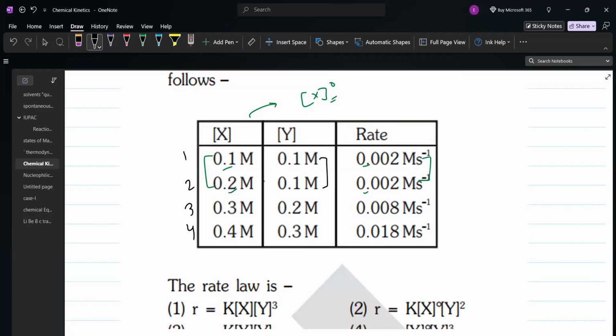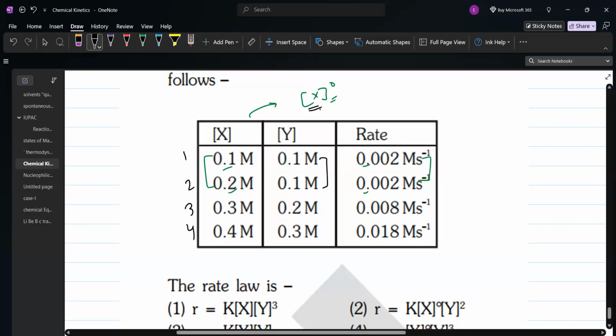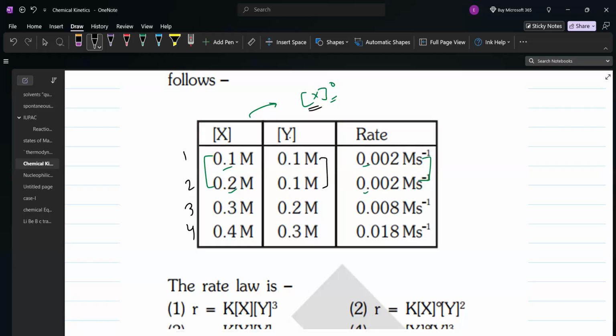Zaina, see what the concept here is. Can you hear me? Yes, sir. No, I thought my voice was breaking. So the concept is that whatever concentration of X you take, it is not affecting the rate of reaction, right? We have understood this from this point, right? So whatever the concentration of X you take, the rate of reaction is not changing, right? Yes, sir.